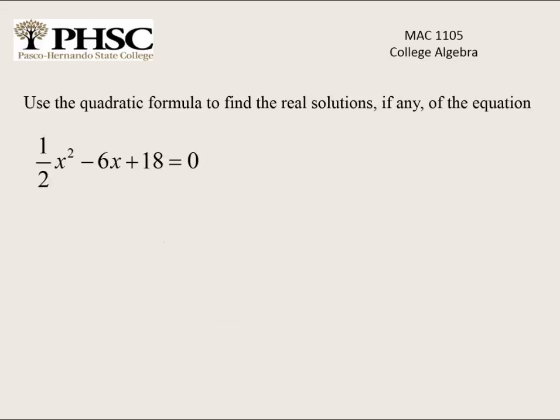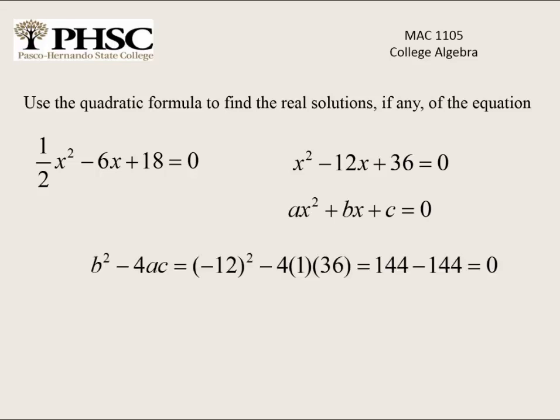So here we have another example: 1 half x squared minus 6x plus 18 equals 0. We're going to go ahead and solve it. The first thing I want to do is get rid of that 1 half, so I'm going to multiply everything by 2. Multiplying everything by 2 gives me the equivalent equation x squared minus 12x plus 36 equals 0. Again, ax squared plus bx plus c. I'm going to find out if I have any solutions. My discriminant comes out equal to 0.